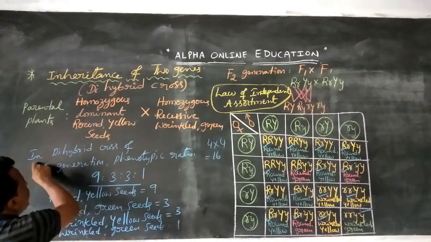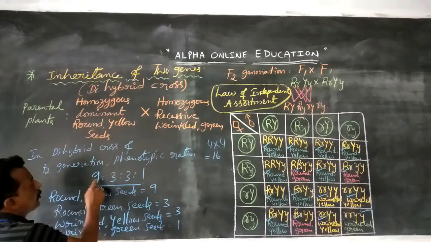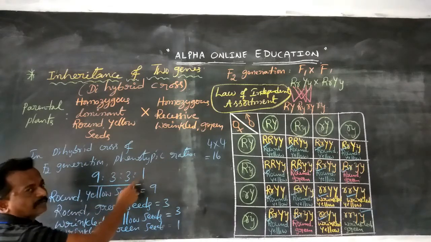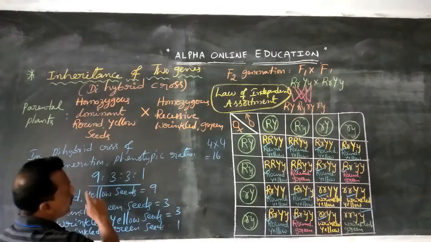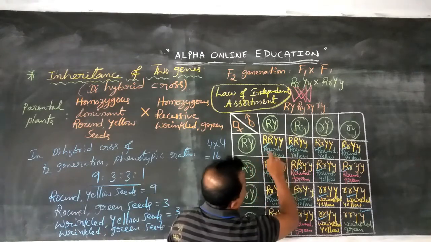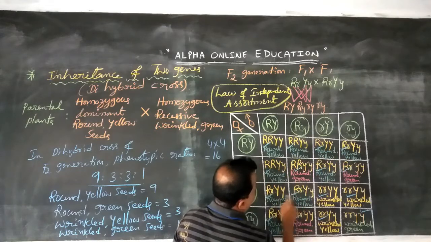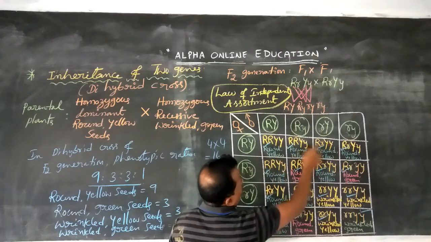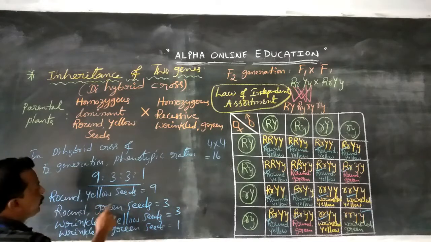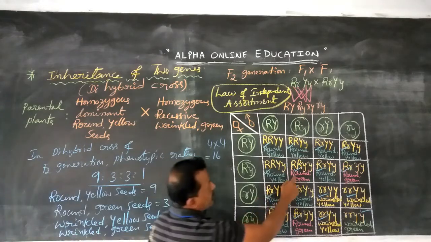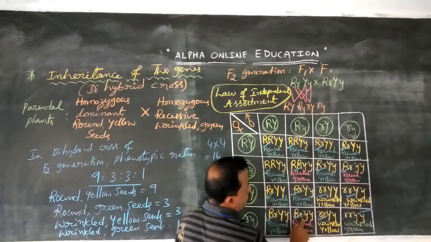First, observe the dihybrid cross F2 generation phenotypic ratio, that is 9:3:3:1. So 9 are all round yellow seeds: 1, 2, 3, 4, 5, 6, 7, 8, 9. Another 3 are round green seeds: 1, 2, 3. These 3 are round green seeds.